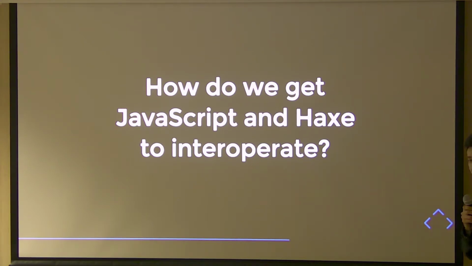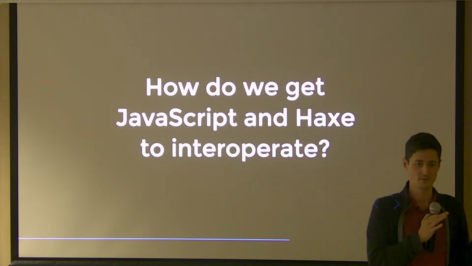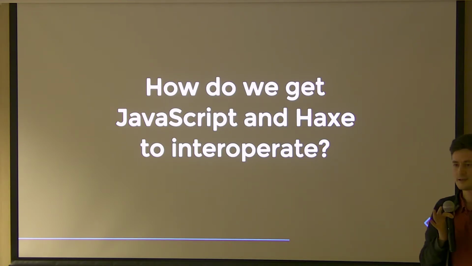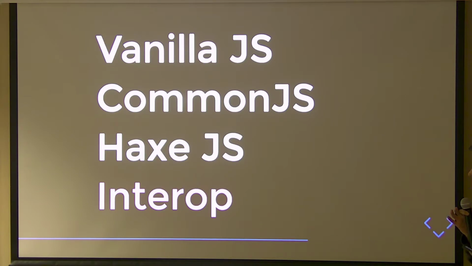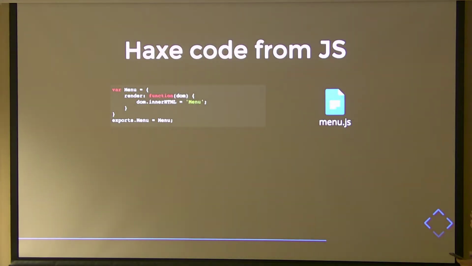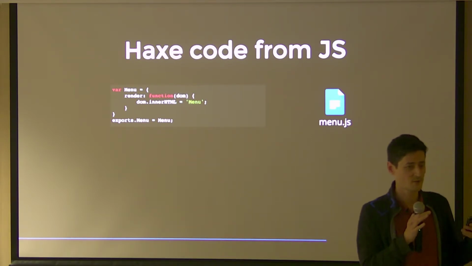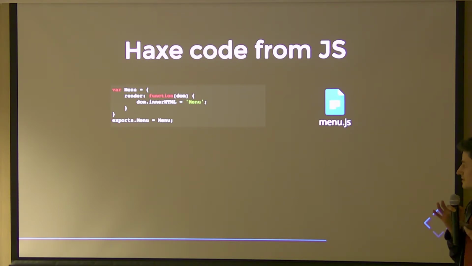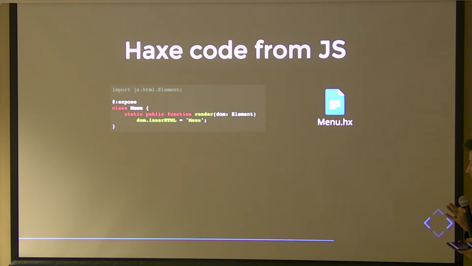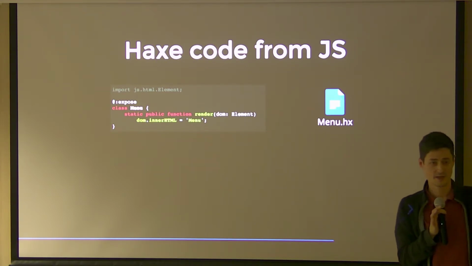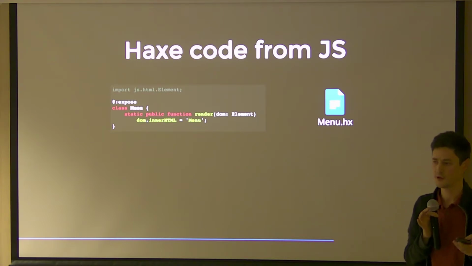So now, how do we get the two worlds together? Because so far we have the JavaScript world and the Haxe world, and they are completely separate. We need them to interact at times. It's useful, so we're going to talk about interop. Let's look at the menu component, and let's look at what this menu component can be in Haxe. We have a static render function in a class. The mapping is fairly straightforward. We have a class, Menu, and a static public function. So far, so good, but from JavaScript, you cannot consume that. So you have to transform it.